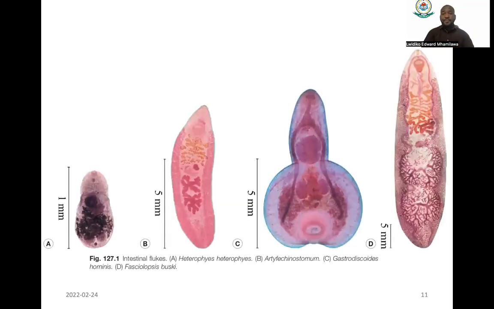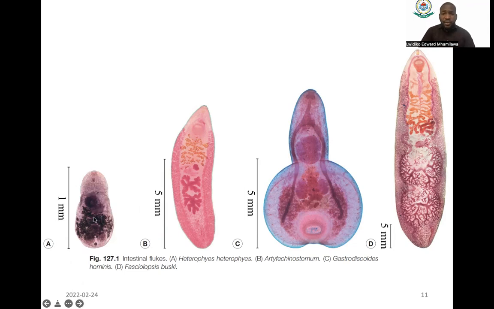So this is an image showing you relative sizes, shapes, and morphology of these different intestinal flukes. We could start with number A. This is a Heterophyes. Heterophyes is very closely morphologically related to Metagonimus yokogawai, so A can also be Metagonimus yokogawai. They will be slightly different. I'll tell you about them later.